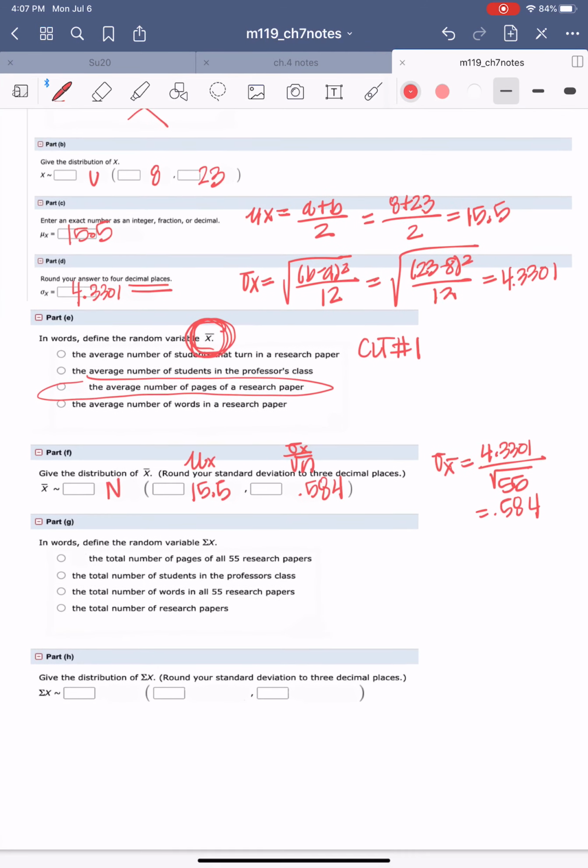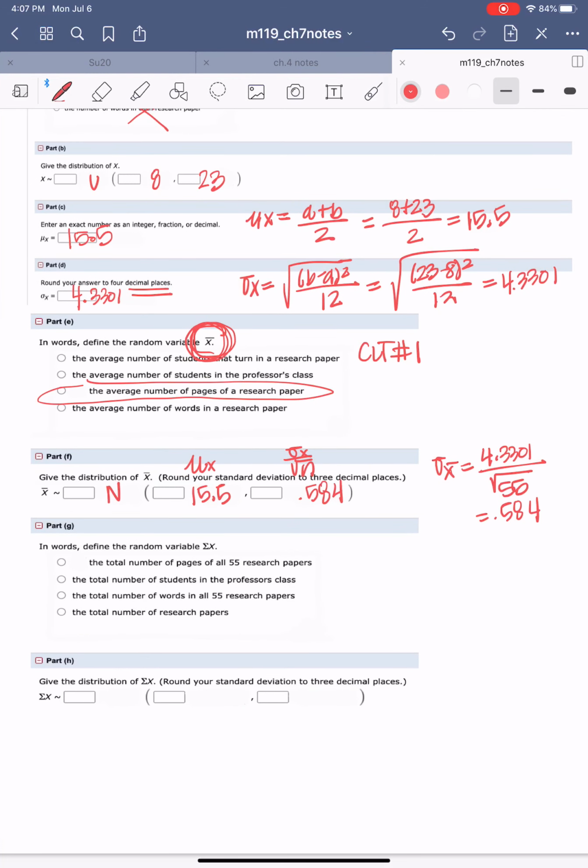Part G. In words, define the random variable for the sum. Oh, now I have a sum. CLT number 2. So this will be the same thing, but instead of average, you're going to have the total number of pages. Of what? Your 55 sample. Not the research papers of the entire class. We are given specifically a sample of 55, not the entire professor's class. So the first one is the correct answer.